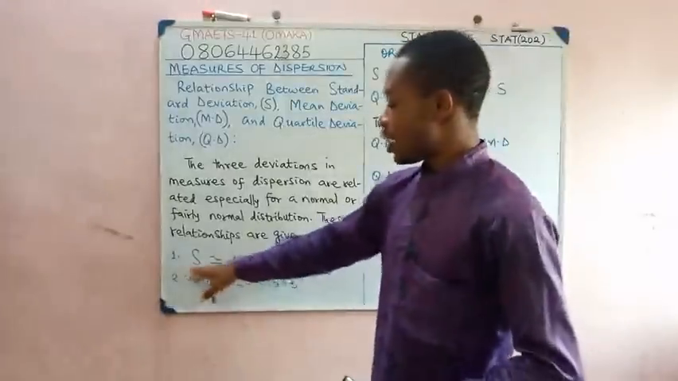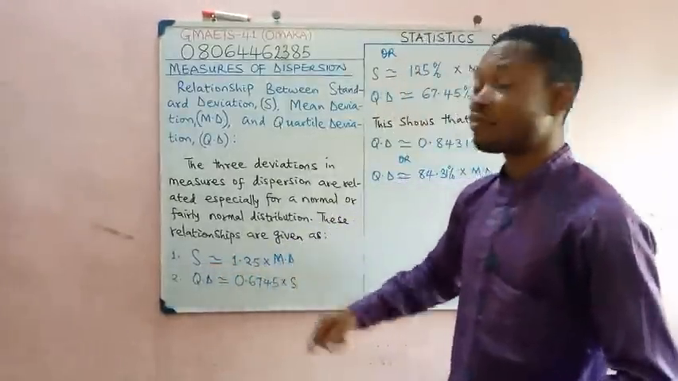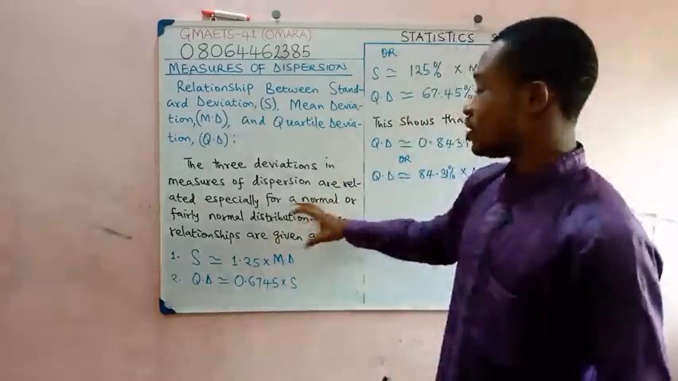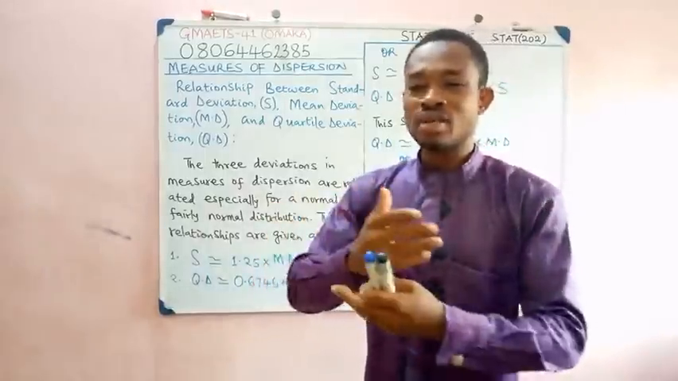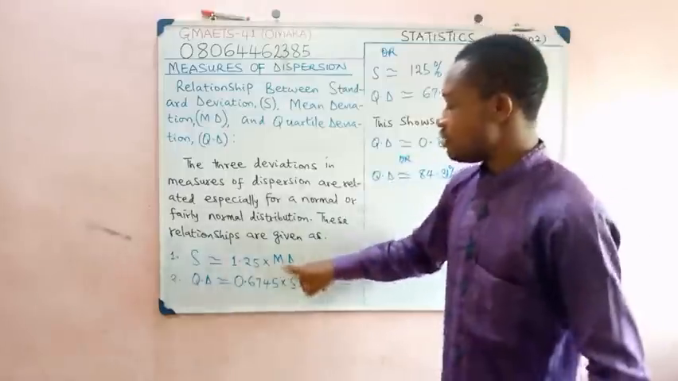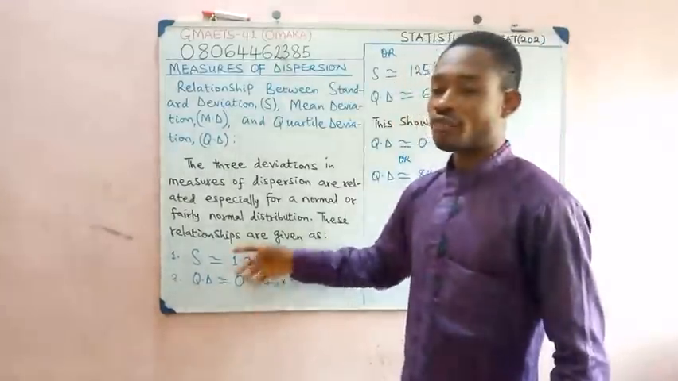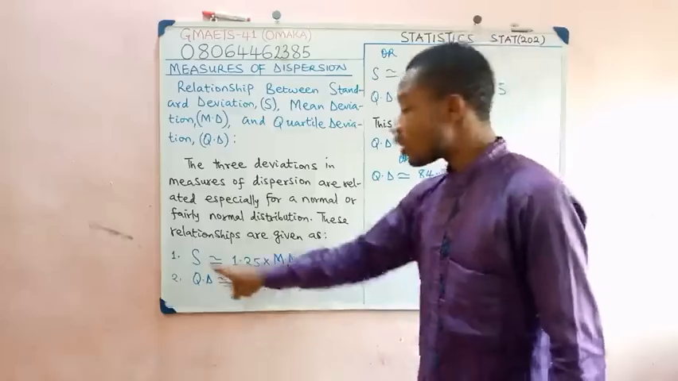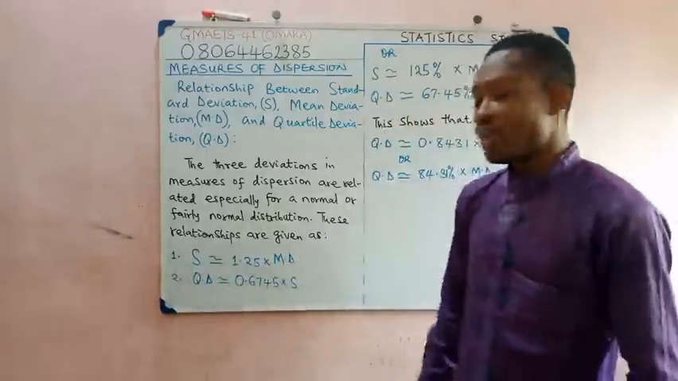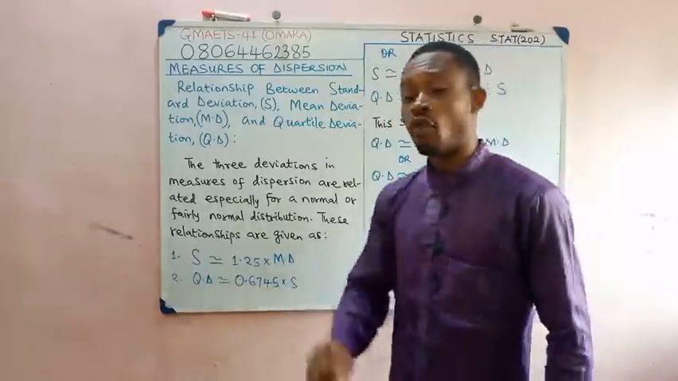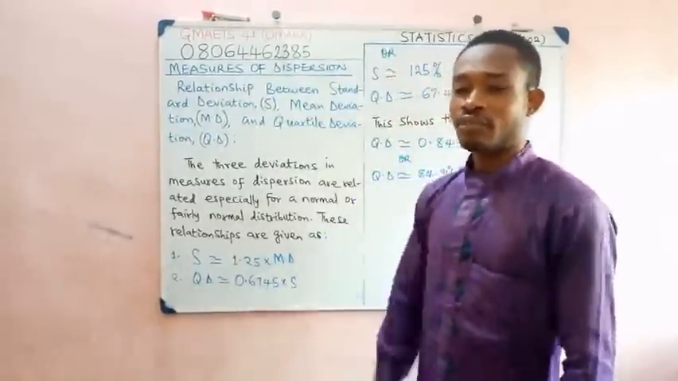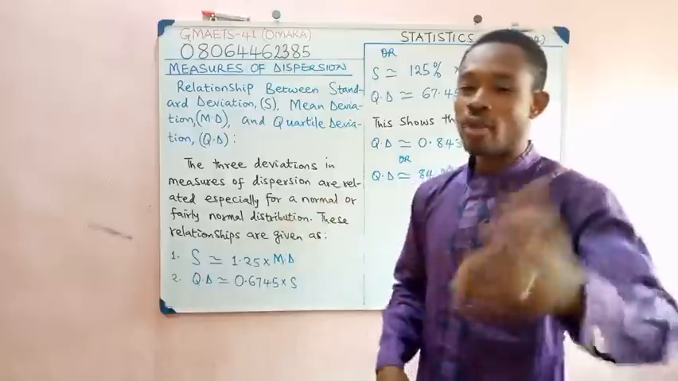So the first relationship, we have it here: standard deviation is approximately equal to 1.25 times mean deviation. Of course, this relationship is important for us to know, and we apply it when the distribution is fairly normal. In the case where the distribution is fairly normal, you can apply this formula and you would still be correct. So if I know my mean deviation, I can multiply by 1.25, which is of course 125% of mean deviation, to get my standard deviation. Then look at this second relationship between quartile deviation and standard deviation. If I know my standard deviation, I can multiply it by 0.6745 and get my quartile deviation. This is 67.45% of standard deviation. So you see that getting one of the deviations can help us to get the other ones.